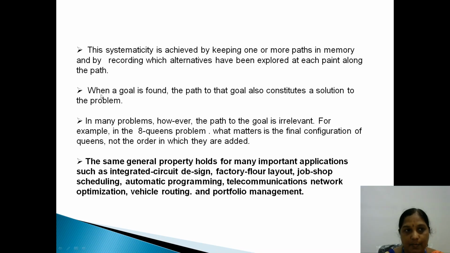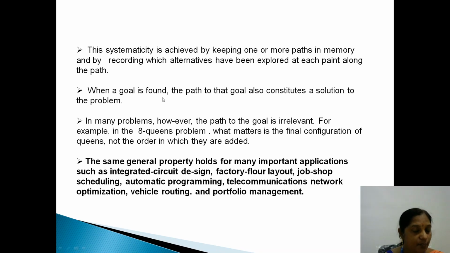See the first point here: this systematically is achieved by keeping one or more paths in memory. What is the meaning of systematically? Systematically means it has to remember all the available paths, and from those available paths it has to select one as the best path. That is called systematic. But this local search algorithm doesn't concentrate on being systematic. Always it concentrates on the current node or current state. What is the current state, and then what is the goal state? I am concentrating only on the current state and the goal state. That is the theme of local search algorithms.